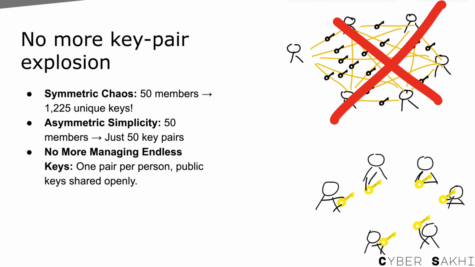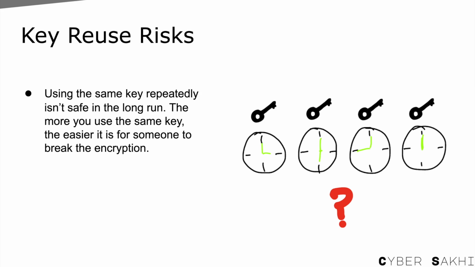But wait, you might wonder, if the final communication uses symmetric encryption, don't we still need to manage 1225 keys? Here is where the beauty of asymmetric encryption shines. We will use it to solve two problems. Remember the key reuse problem we discussed with symmetric encryption? What happens if we keep reusing the same key for too long? It opens up risks for security breaches. Well, here's where asymmetric encryption truly shines.